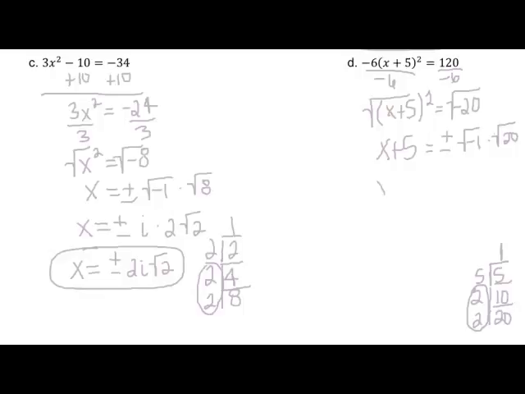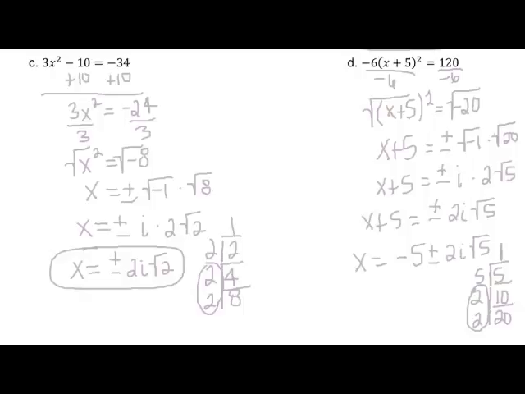So x plus 5 equals plus or minus, again the square root of -1 is just i, times 2 square roots of 5. So we have x plus 5 equals plus or minus 2i square roots of 5. Now the last thing we need to do to get just x by itself is to subtract 5 from both sides. So if we do that, we get x equals -5 plus or minus 2i square roots of 5.